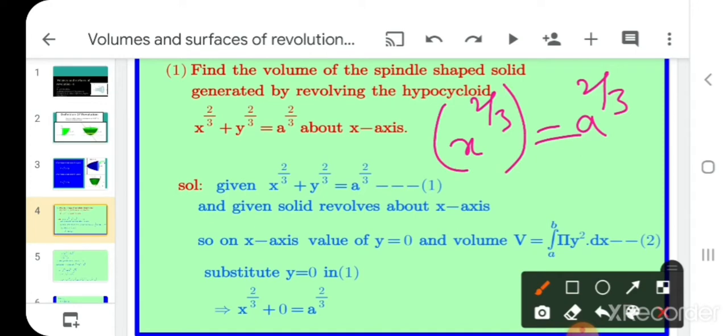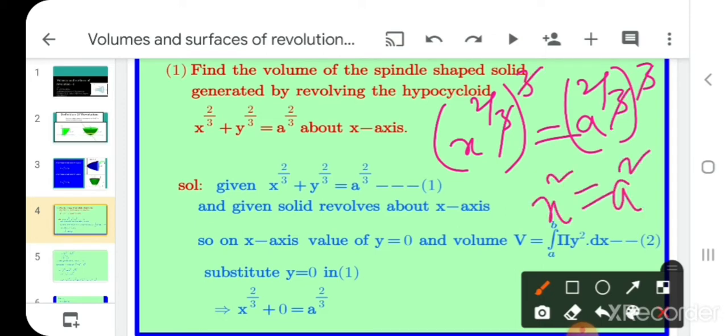Now I raise to the power 3 on both sides. That implies x power 2 by 3 whole cube equals a power 2 by 3 whole cube. Then what happened? The 3s are cancelled. The remaining term is x square equals a square. That implies x equals plus or minus a. Therefore, the values of limits are minus a and plus a.